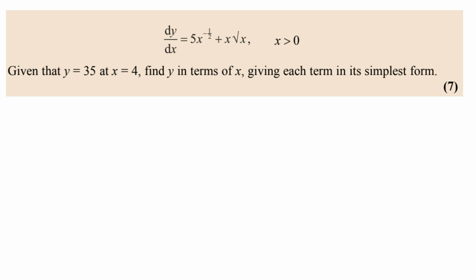Okay, my year 12 and year 13 math students, in this question we are given the first derivative. Given dy by dx is equal to 5x to the minus half plus x root x, where x is greater than 0. Given that y is equal to 35 at x equals 4, find y in terms of x, giving each term in the simplest form.